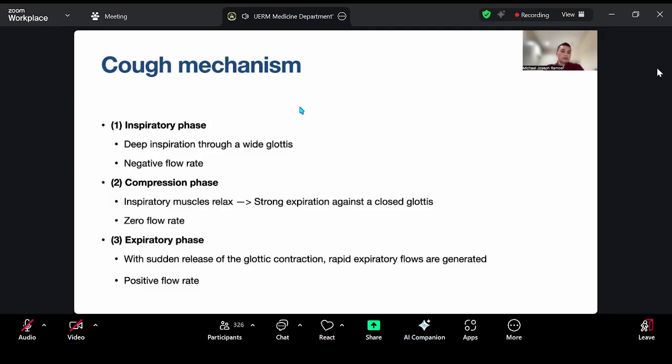In the last phase, once sufficient pressure has built, there is a sudden opening of the glottis with a rapid expiratory flow, thereby producing the cough sound. Both the increased driving pressure and the narrowing of the airways will aid in the expulsion of the mucus and other particulates in your airways.